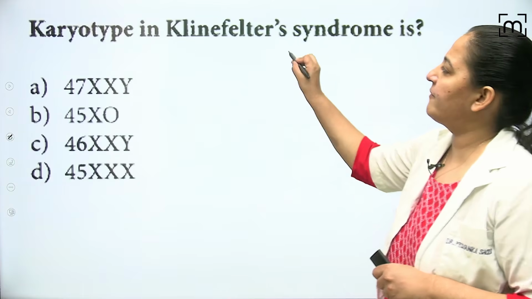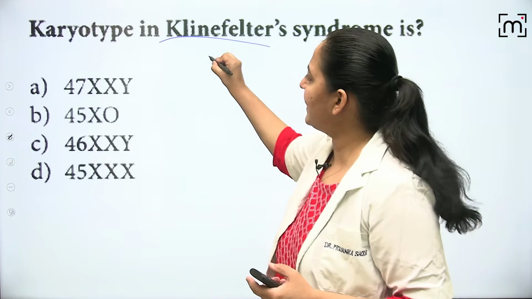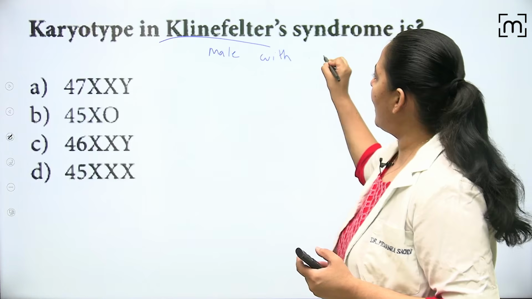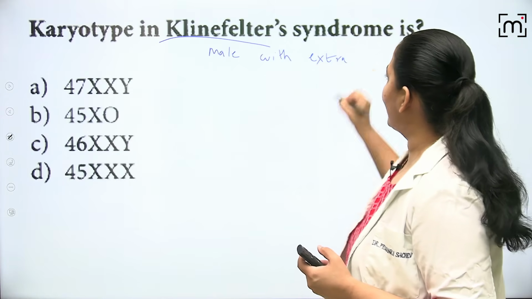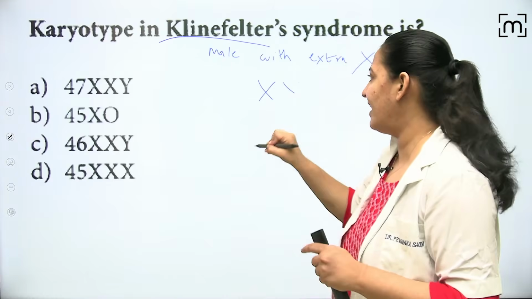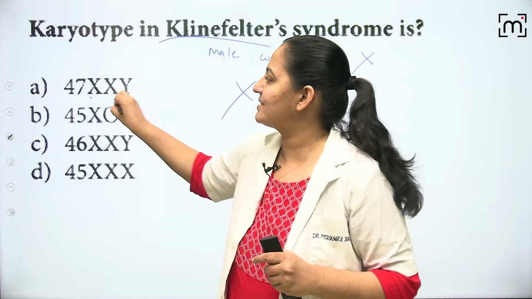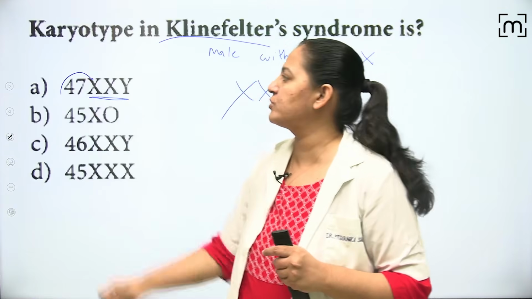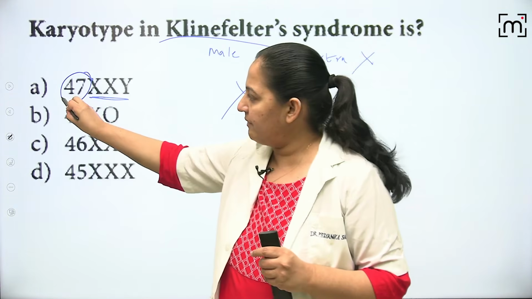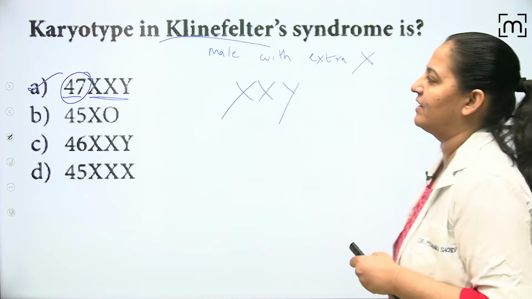So tell me the karyotype of Klinefelter. Klinefelter is a male with extra X. What is a normal male? Normal male is XY. And here one extra X is present. So XXY, this is the answer. Instead of 46, total chromosomes will be 47. So the remaining options are incorrect. So the total chromosomes will be 47 and XXY. So the correct answer here is A.